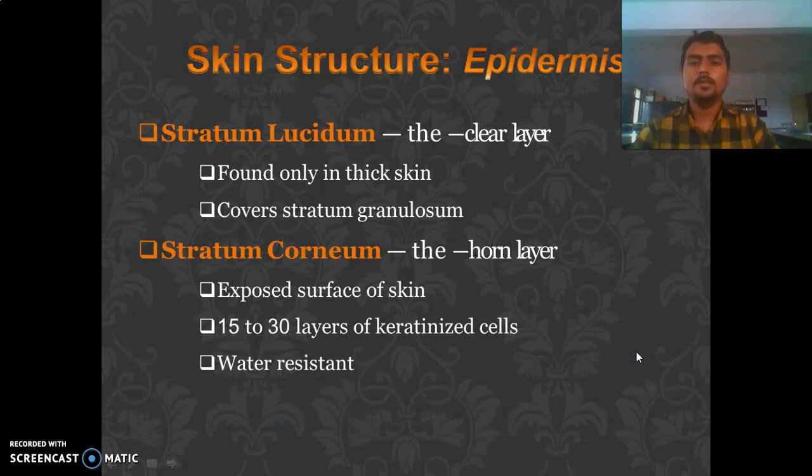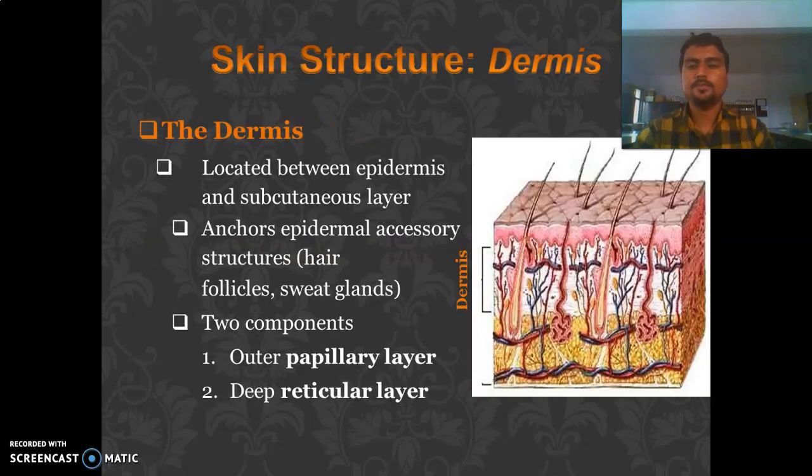After that, the stratum lucidum. This is the clear layer, which is found only in thick skin and covers the stratum granulosum. And the last one is the stratum corneum. This is the horn layer, which is the exposed surface of the skin. It is about 15 to 30 layers of keratinized cells, and it is water resistant.